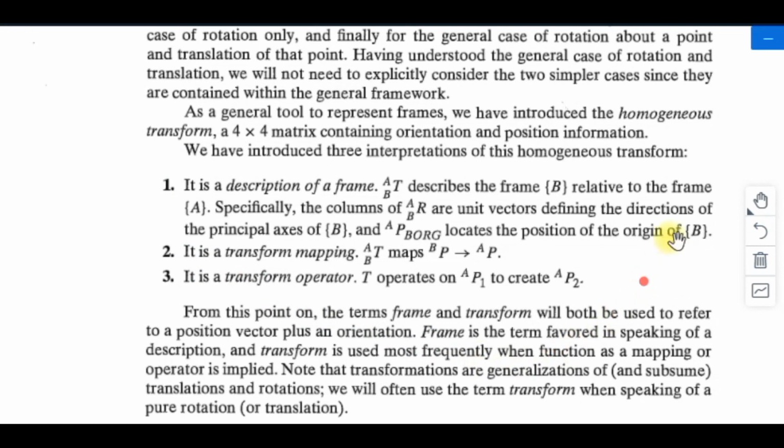So this is the summarization. The description of a frame is A T B, which describes frame B related to frame A. So remember that when you describe a frame, the known frame is here, and with respect to A means A is there.